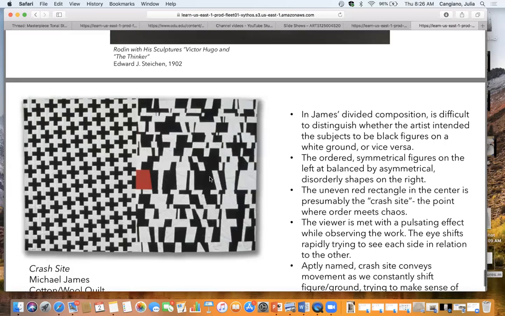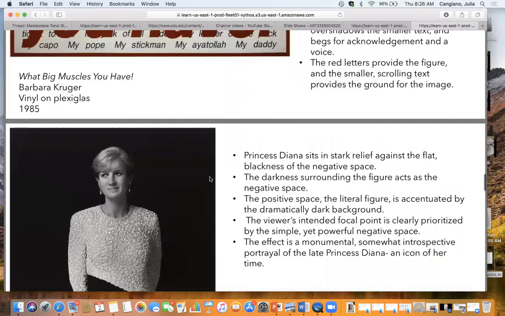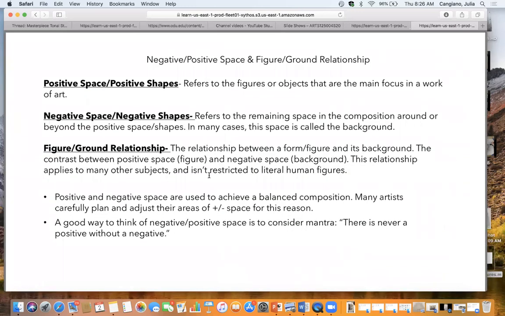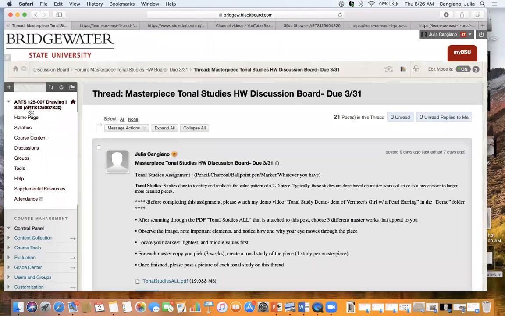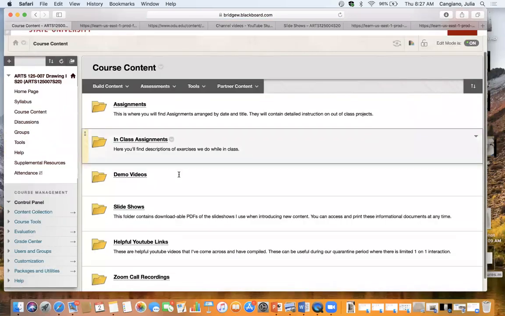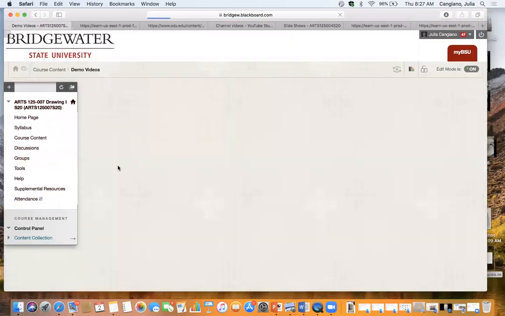So this is the boiled down version of positive and negative space in the figure-ground relationship. And as I said, they're related and important, and there are definitely things to consider when you guys are doing your next assignment, and just the rest of the assignments for the semester. I do want to just show you guys one or two quick videos that I've got.